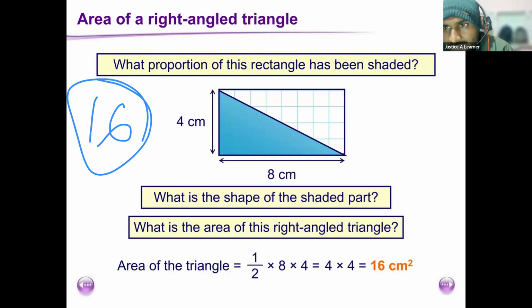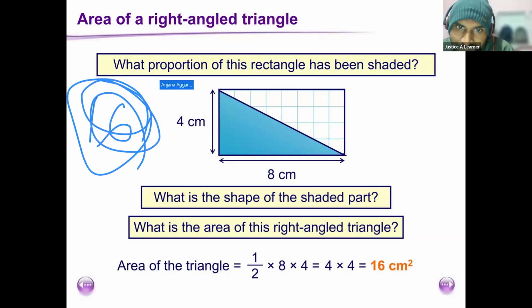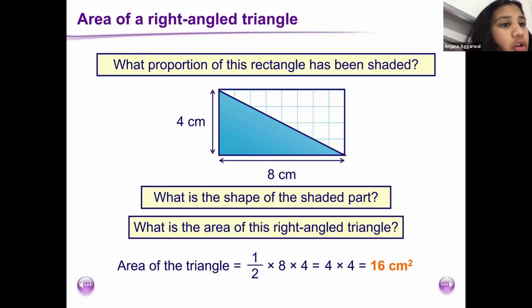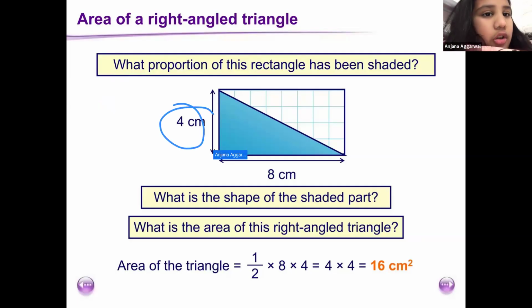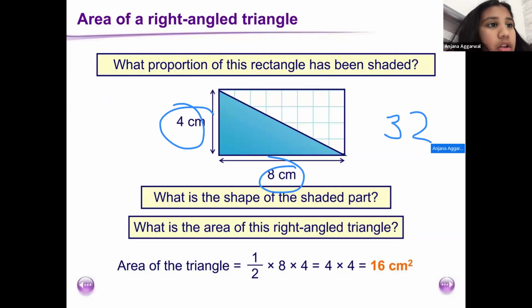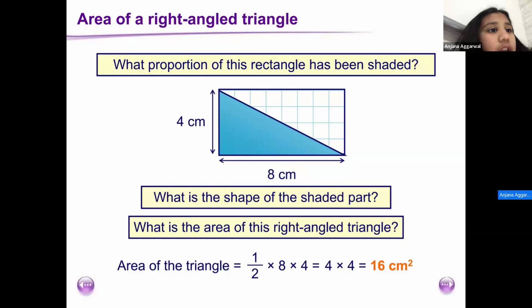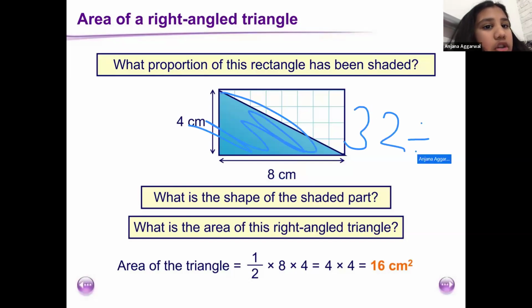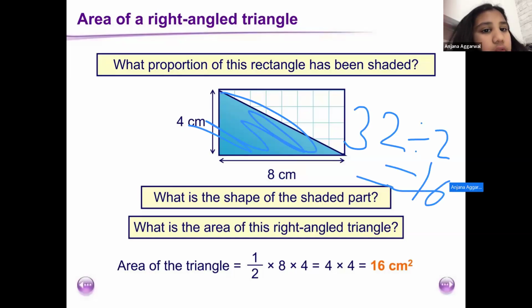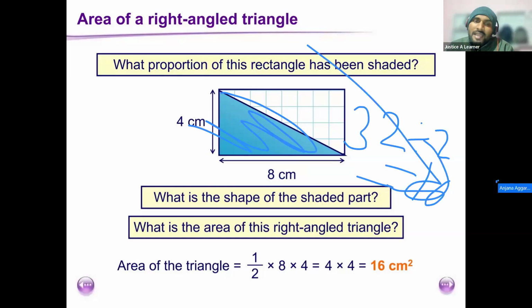16. How did you find it? I had 4 times 8, which is 32. That is the area for the whole thing. But because only half is shaded, I have to do 32 divided by 2, which gets me 16. Yes. So that creates a formula. What is the formula now?